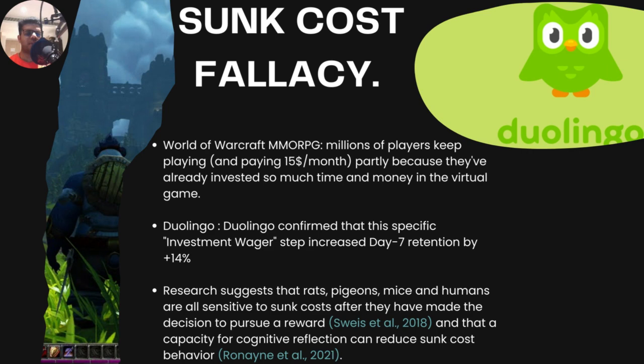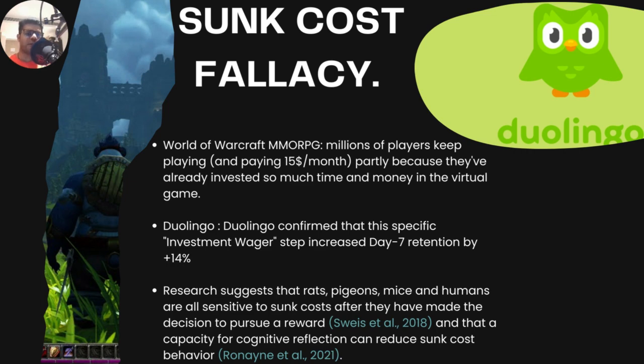Let's look at another example from the gaming industry. World of Warcraft. In this game, millions of players keep playing and they pay almost $15 a month on average. They still play this game because they have already invested so much time and money into the virtual world. Let's take the example of Duolingo.